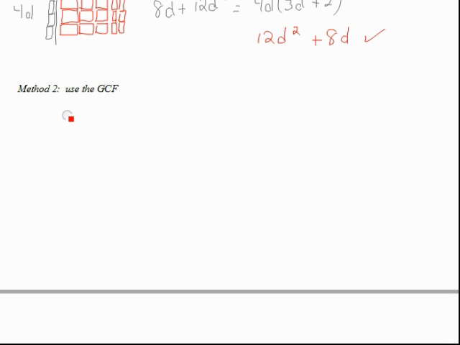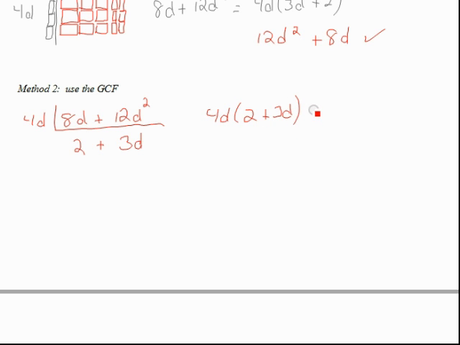So I have 8D plus 12D squared. What goes into that? Looks like 4D. 4D goes into 8D twice, and 4D goes into this 3D times plus. So I get the same thing, which is good. 2 plus 3D equals 8D plus 12D squared. Okay, and of course it doesn't matter whether I write it as 2 plus 3D or 3D plus 2, they're the same thing. And I already checked it algebraically, so I don't need to do that.